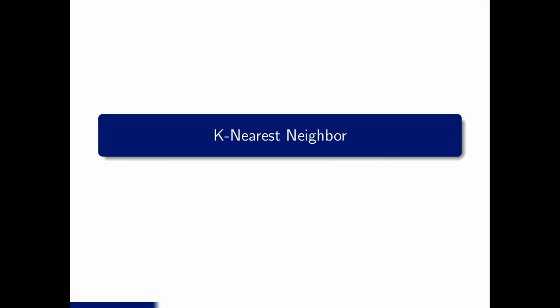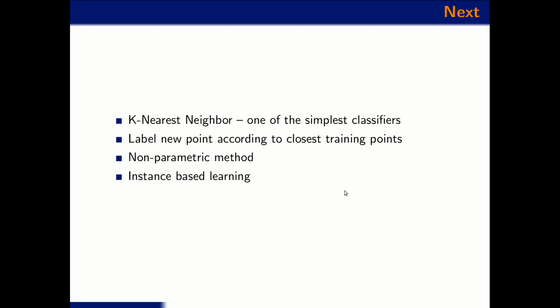Let's discuss our first classification algorithm, k-nearest neighbor. K-nearest neighbor is one of the simplest classifiers in the machine learning toolbox, and it has a very simple principle. If we want to classify a new point, so if we want to assign a label to a new point, we do this according to the closest training points, the nearest neighbors in the training set.